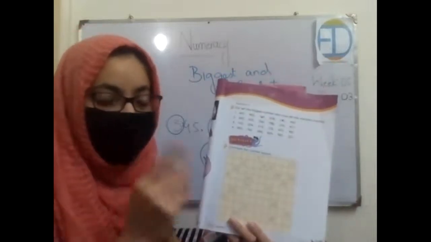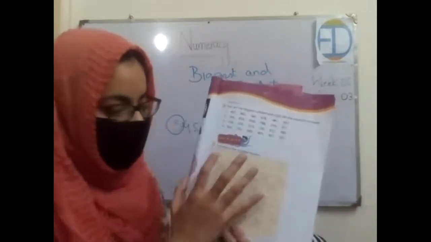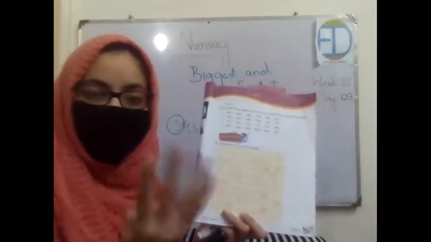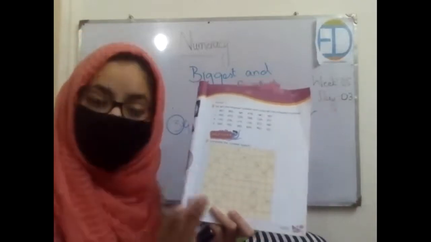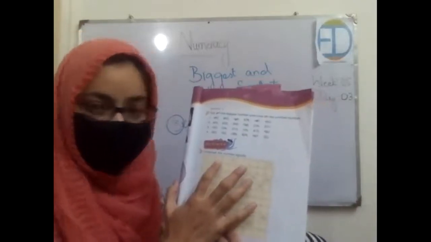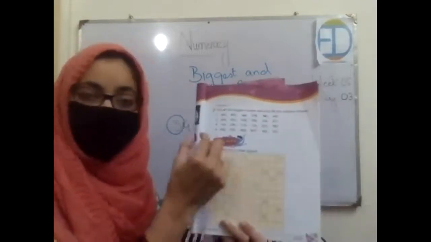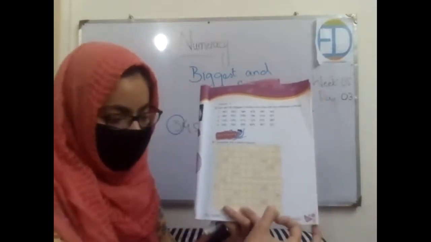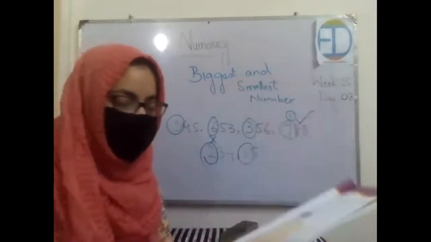The first thing is that you are supposed to count how many boxes are there. Let's say between 1 and 5, how many numbers come? 3. So there will be 2, 3, and 4. So start writing from 1 and then reach till 100. And then let me know if you need any help.